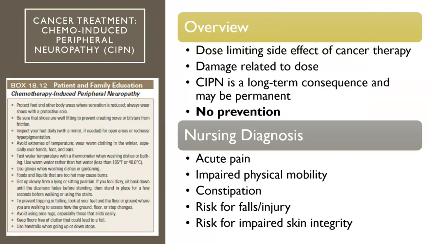Peripheral neuropathy, a dose-limiting side effect of cancer therapy, is damage related to dose. So basically what's happening is your patient is taking this chemo. It's damaging all the cells, and that includes your neurons. So it's going to degenerate those neurons to where you get neuropathy. It is a long-term issue. It can be permanent. There's no prevention. So make sure you're monitoring them for falls, physical mobility, constipation, pain, just like your typical neuropathy patient.